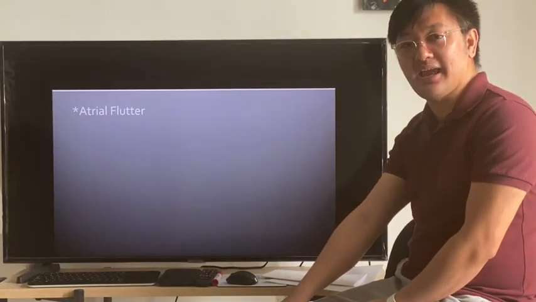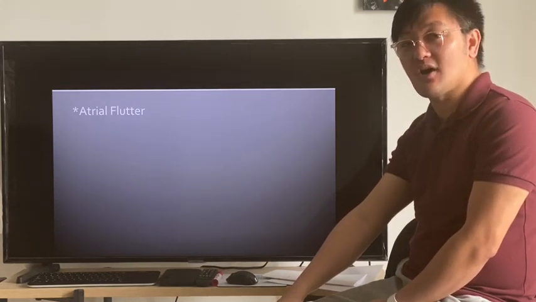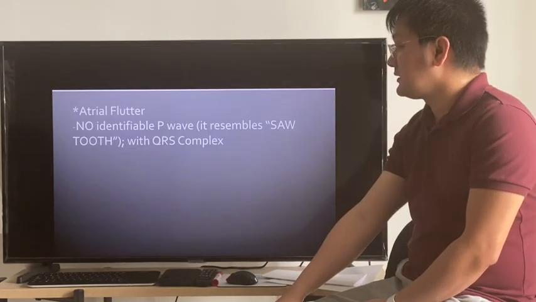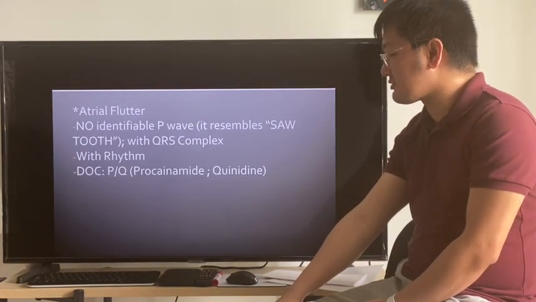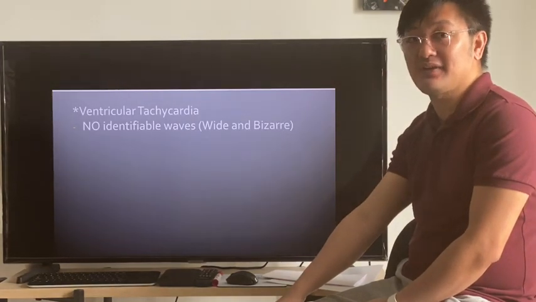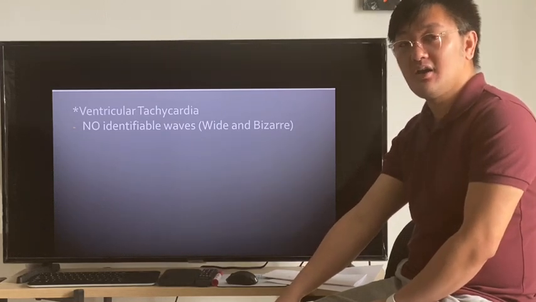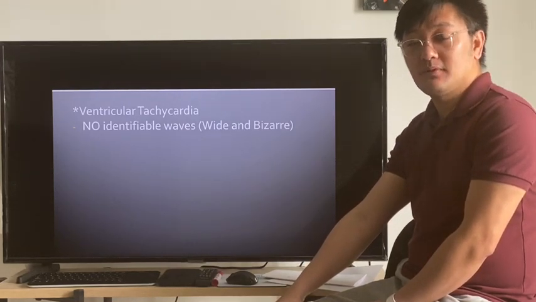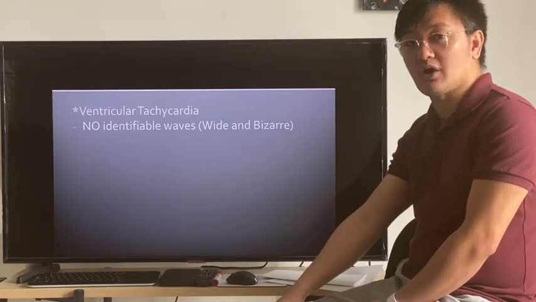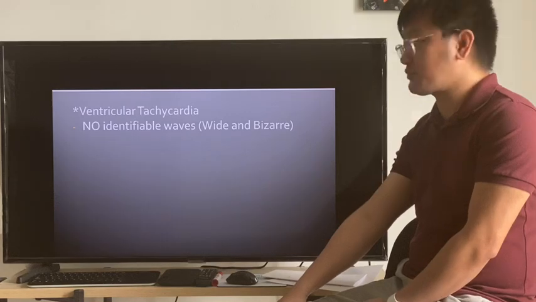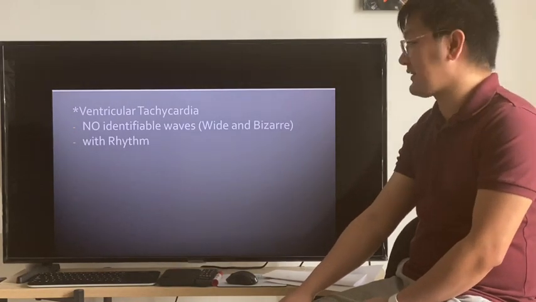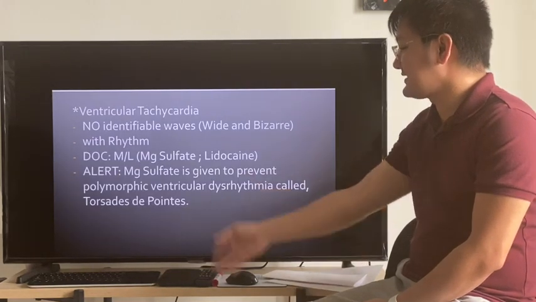Atrial flutter: I said in atrial flutter, the P wave resembles a sawtooth in appearance. There is rhythm. There is a QRS complex. So we do PQA drugs, we do cardioversion. VTAC: I said VTAC tracing is wide and bizarre, with rhythm. In VTAC, if it is with pulse, we do cardioversion. If without pulse, we do defibrillation. We also give ML drugs: magnesium sulfate and lidocaine. I said that, okay?